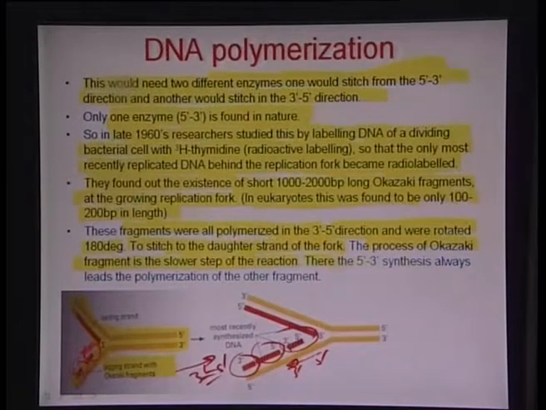And so the 5' to 3' synthesis always leads the polymerization of the other fragment. Irrespective of whatever be the case, the enzyme used is only one, which works 5' to 3'. In order to make this process a little quicker, mother nature has given this wonderful way of forming a fragment and then stitching fragment by fragment, rather than going individual base pair by base pair. So this is essentially a very important aspect of DNA polymerization.